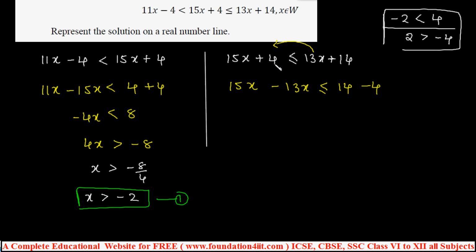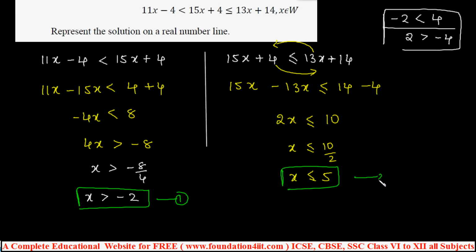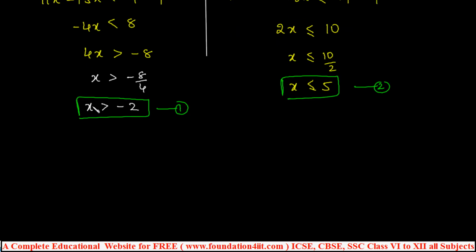Interchanging the terms towards the left and right side, 15x minus 13x is 2x, less than or equal to 14 minus 4, which is 10. x is less than or equal to 10 divided by 2, then x is less than or equal to 5. Okay, from this, x is less than or equal to 5. We can now combine the two. x is greater than minus 2 and x is less than or equal to 5. So if x is greater than minus 2, then minus 2 is less than x.